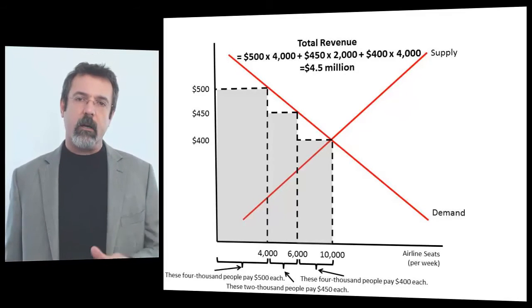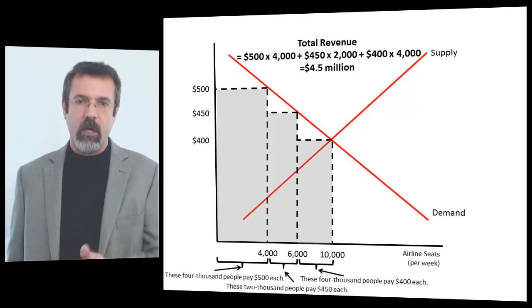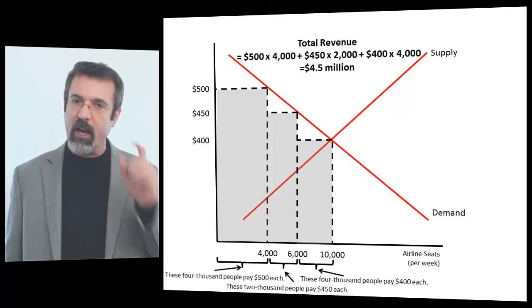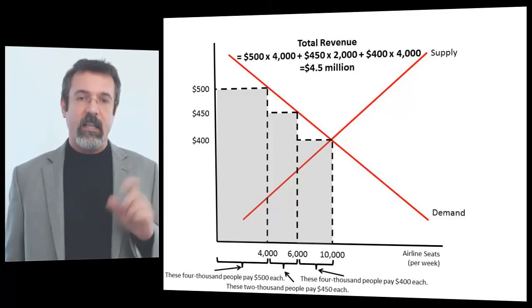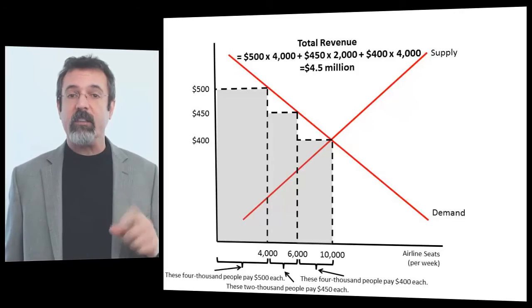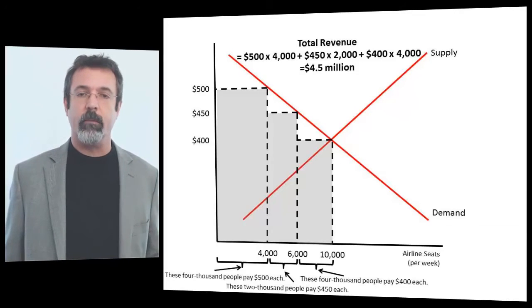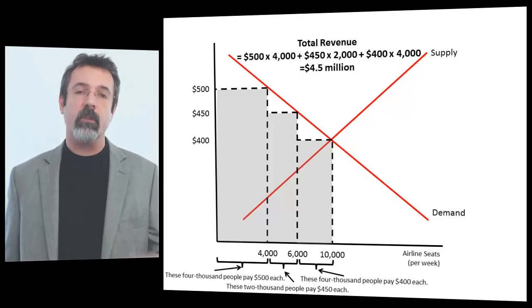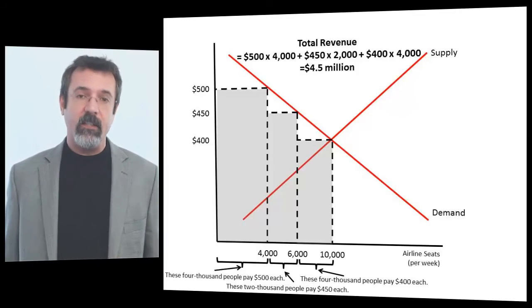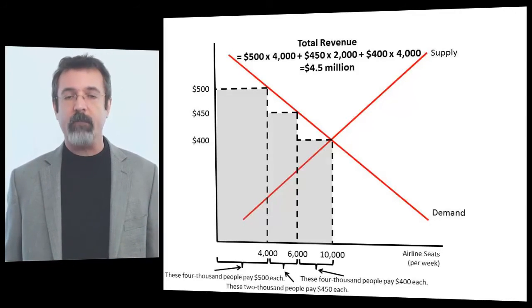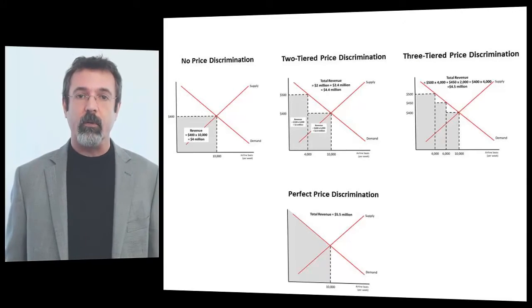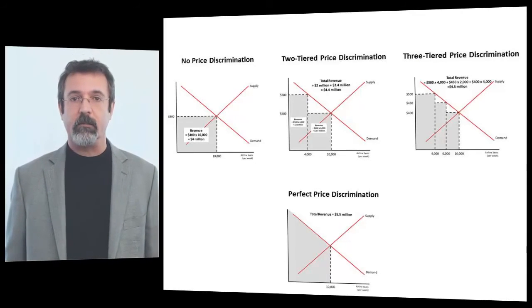Now suppose the airline could charge every single customer a different price, the maximum price that customer is willing to pay. If the airline could do this, we would say that the airline is perfectly price discriminating. It's charging each customer the maximum the customer is willing to pay. And in this case, the airline would generate $5.5 million in revenue on the same 10,000 tickets.